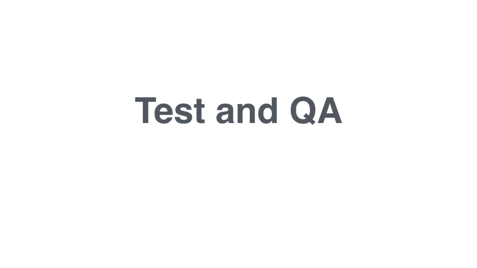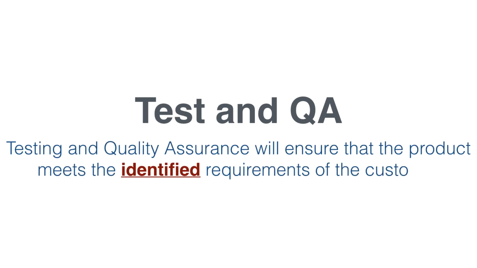Test and QA, pretty self-explanatory. We're all doing testing. We all do QA. One of the things to remember is that testing and quality assurance will ensure that the product meets the identified requirements of the customer. Again, this is just something that you should already be doing. The testing and QA, while itself will be unique to each story, the fact that you're doing it still can be used as an umbrella term, and that's why it falls under definition of done.